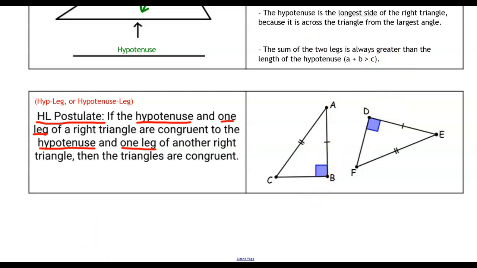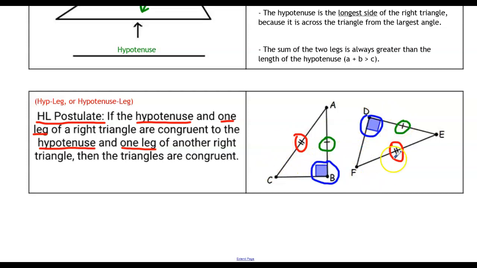Here we have three different parts. We have the fact that it is a right triangle. That's important to know first. And we also know that these sides, which are the hypotenuses of the triangles, are congruent. And we also know that these sides, in this case the long leg, could be the short leg, of the two triangles are congruent. Then we know that the triangles themselves are congruent.